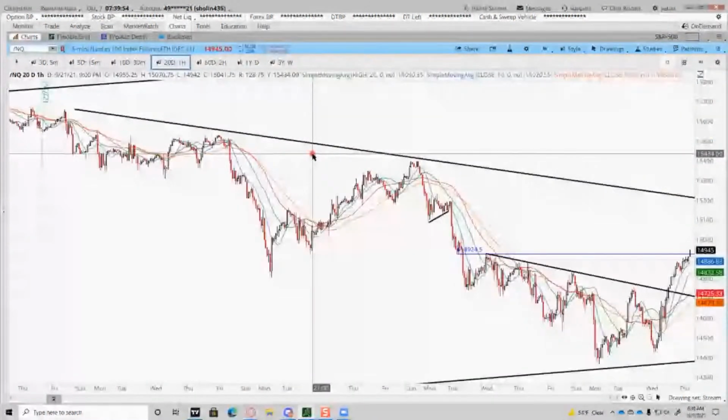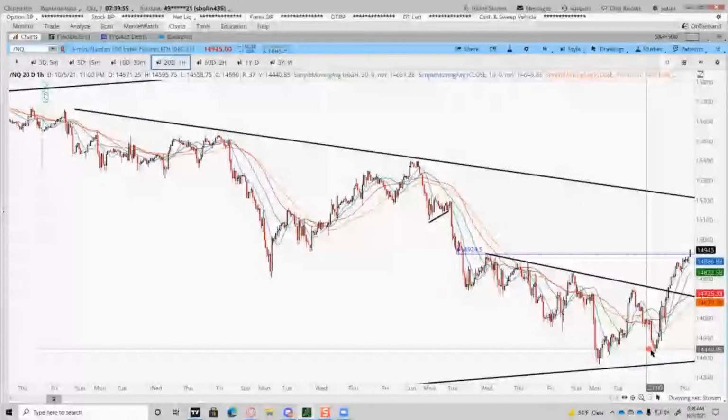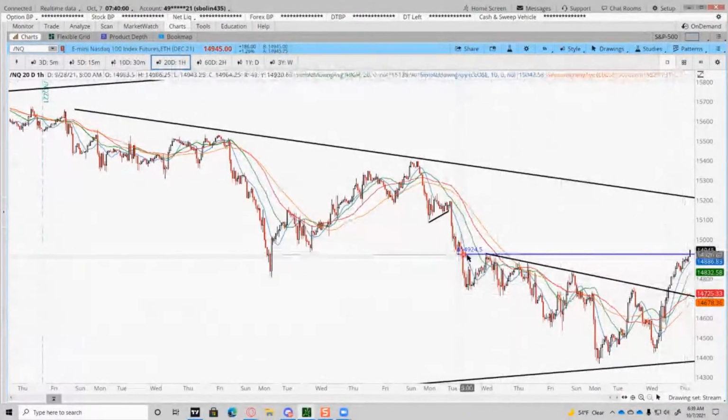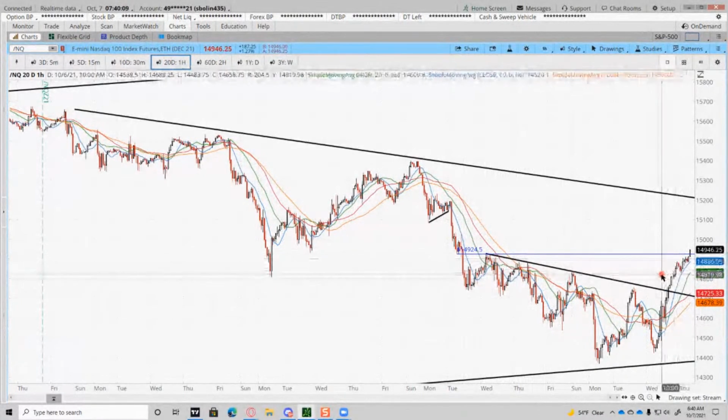For the NASDAQ, yeah, higher lows. Higher lows. Yes. Broke the trend line. Make this little micro cup without a handle. That's going to be our major support level at the moment. We really need to see that thing hold.